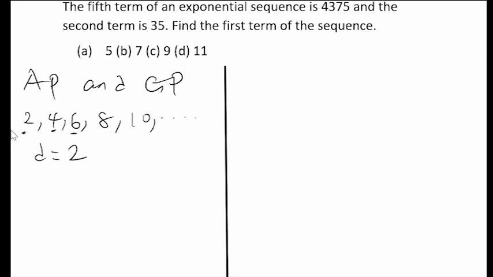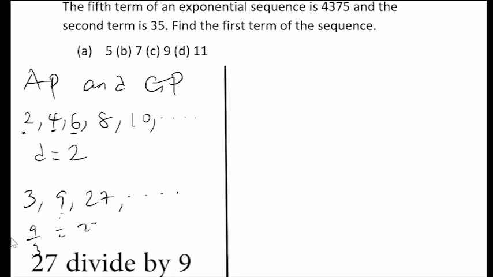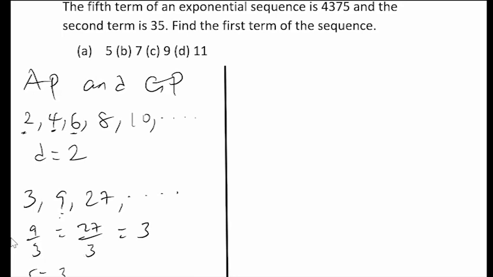And for geometric progression, when the ratio of the second term to the first term is the same as the ratio of the third term to the second term, then we know that it is a geometric progression. What do we mean by that? Take, for example, this sequence: 3, 9, 27, and so on. When you do 9 divided by 3, it's the same thing as 27 divided by 9, and that will give you 3. So R equals 3. Once this condition is satisfied, we can tell that this is a GP and the earlier one is an AP.